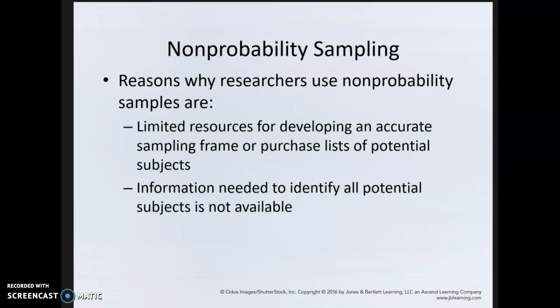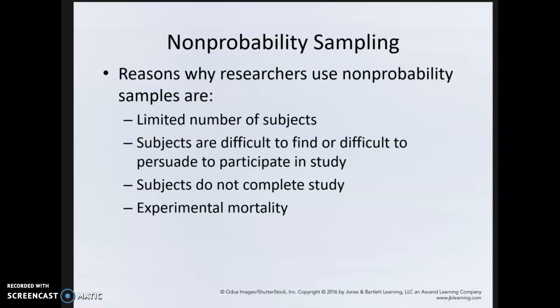So when we're looking at non-probability sampling, and there are reasons for that because very often randomized is very expensive and there's limited resources when developing samples. So that's one of the key factors to look at, and it's really very broad when we're looking at trying to identify all the potential subjects, and maybe not all the potential subjects are available to us to do our studies. So some of the reasons are the limited number of subjects.